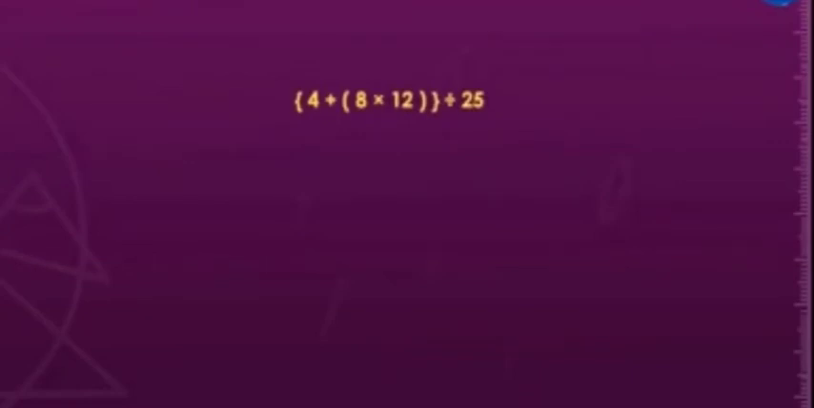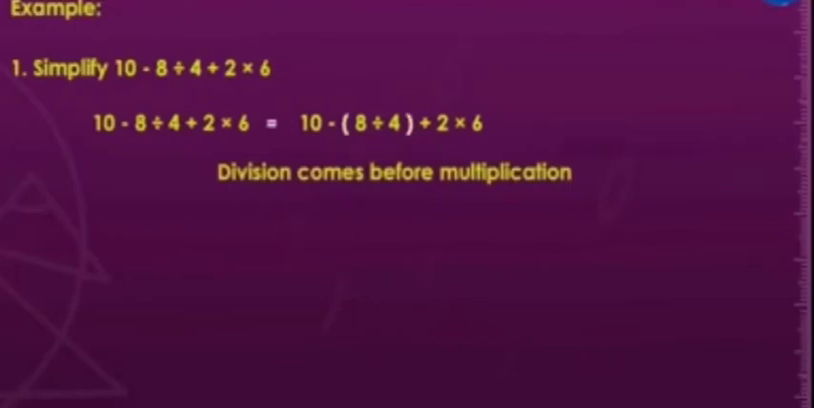But children, sometimes we have to group many operations. In that case, we need to use more than one bracket. Here too, look on the screen. Line bracket, simple, curly, square. The line bracket is not often used, children. The most commonly used bracket is the simple bracket. Now children, see one example. Simplify 10 minus 8 divided by 4 plus 2 multiplied by 6. Remember, division comes before multiplication.